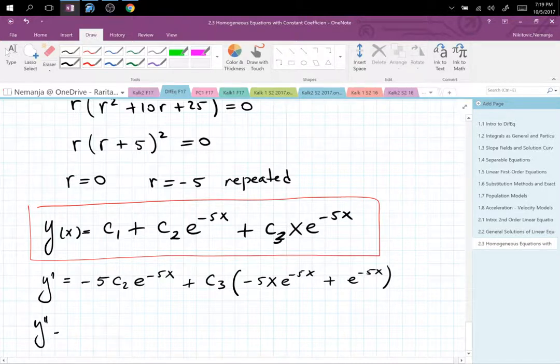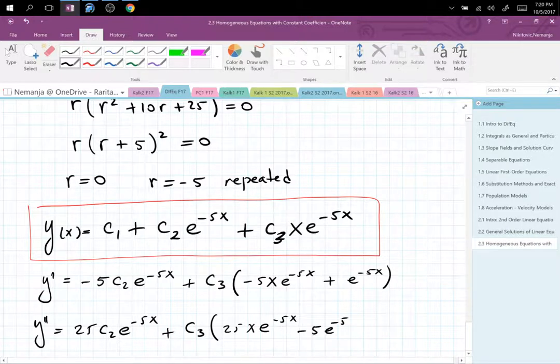So y double prime is now, the derivative over here is positive 25 c2 e to the negative 5x plus c3, and now in here you have another product rule. It's going to be 25 x e to the negative 5x plus copy the second, the derivative of the first is -5, so it's -5 e to the negative 5x exactly, plus, and over here we have -5 e to the negative 5x. There we go. Perfect.